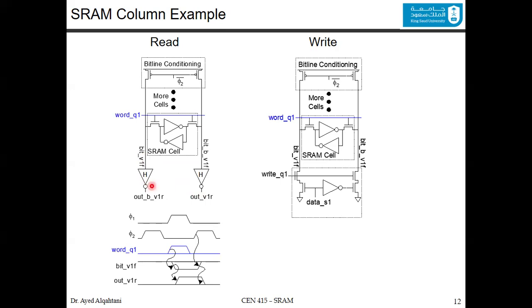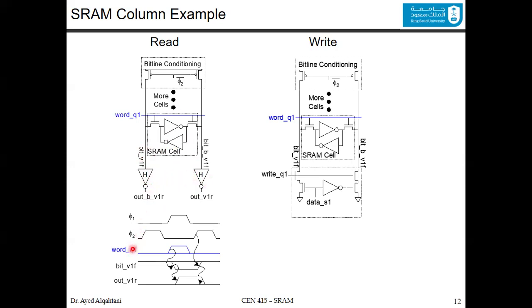Anyway, we added these two inverters to protect the cell from any possible noise, such as charge sharing. If these two inverters weren't there, and there is a value here, like a VDD or 5 volt, and it is fanning out to so many cells, maybe it will lose its value. So to make sure that it doesn't affect the inside of this SRAM cell, we protect it with two inverters.